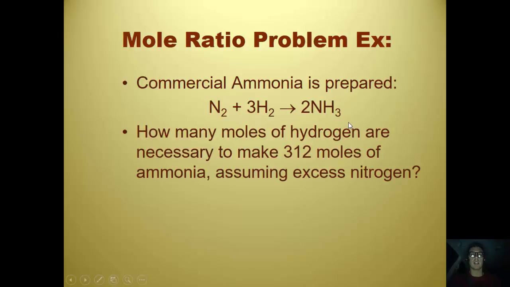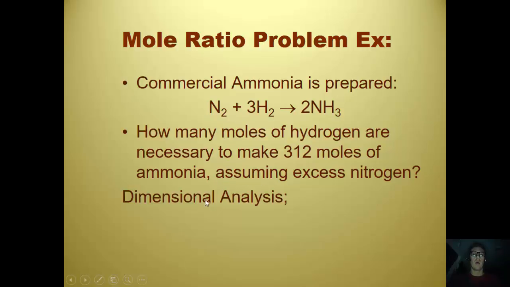This is the Haber process. But we could ask the question, how many moles of hydrogen are necessary to make 312 moles of ammonia, assuming excess nitrogen? And what that means is that you have all the nitrogen that you could ever need. Excess nitrogen. You don't have to worry about it.